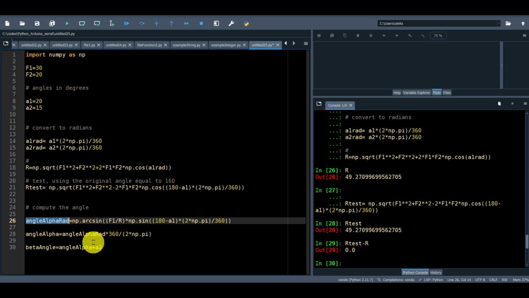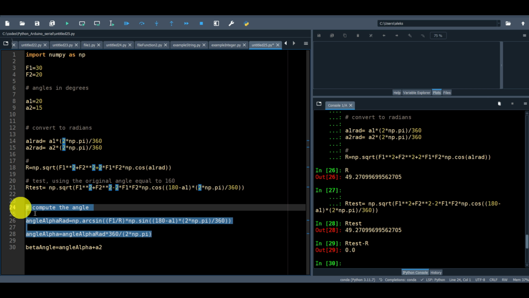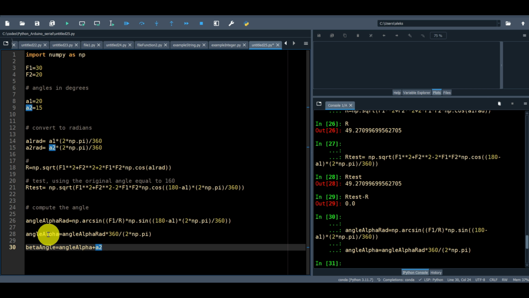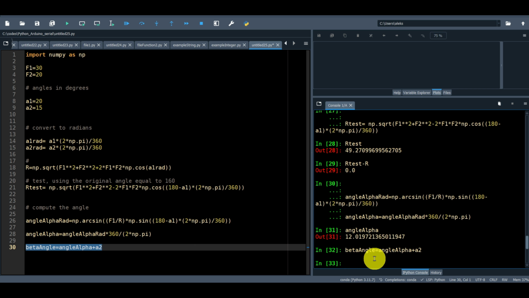Here it is. Over here, I will first compute alpha angle in the radians. I will do so because the arcsine function returns the angle in radians, and here I implemented the formula. This angle is 180 minus A1, and A1 is 20 degrees, and this gives 160 degrees, and over here I multiply by this part to convert everything to radians, since I need to compute the sine. And once I do that, I will simply multiply the results by 360 and divide it by 2 multiplying pi. And let's see the angle. And finally, let's see the alpha angle, and beta angle is simply alpha angle plus 15 degrees. And here it is. Let's see the beta angle.